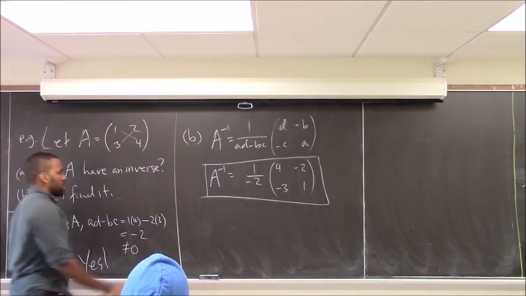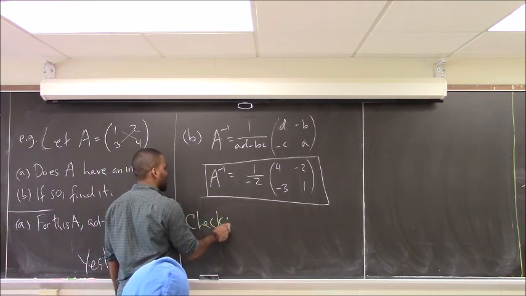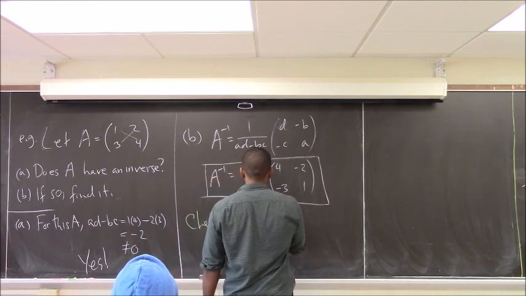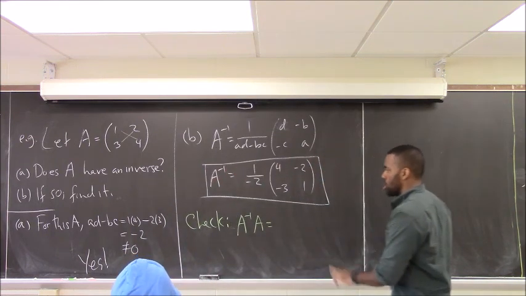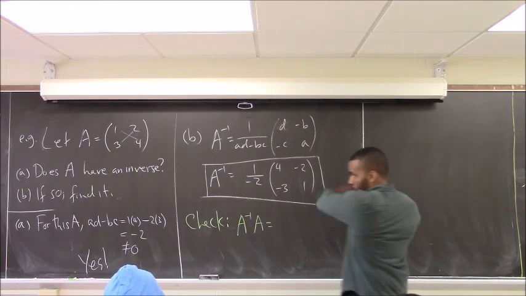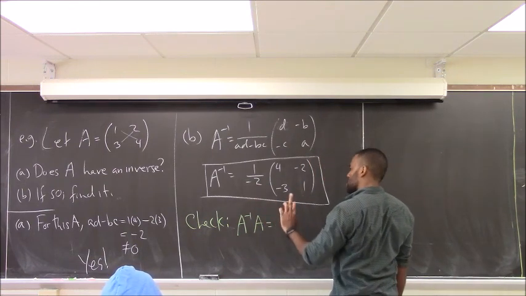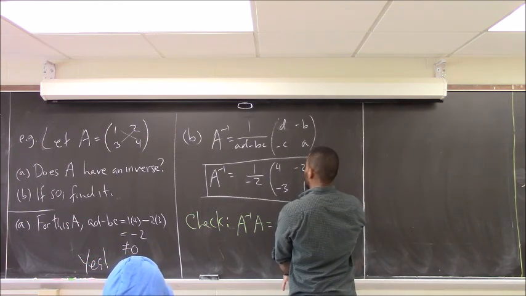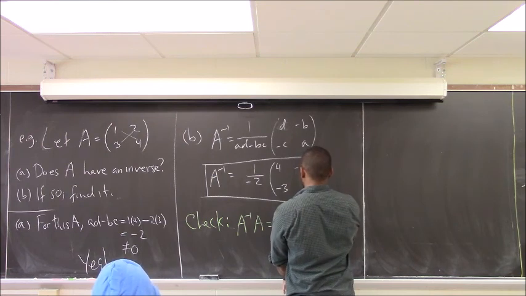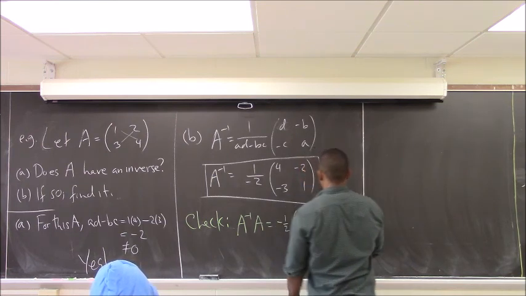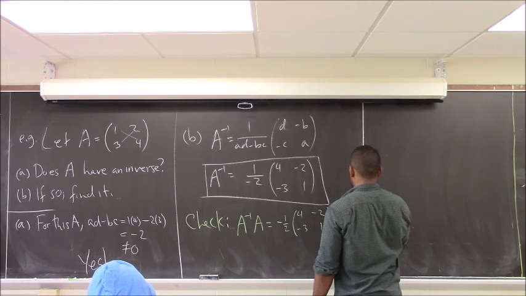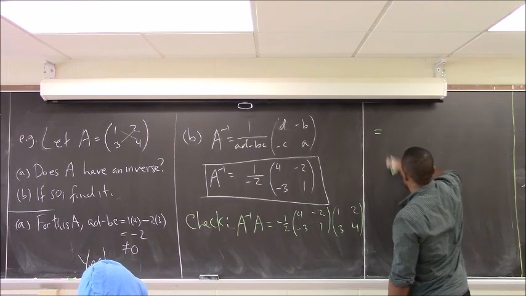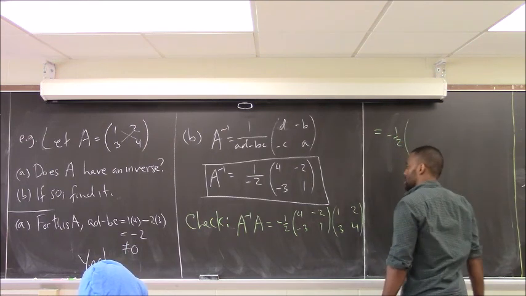Now let's see if this works. Let's actually check this. If I were to take A inverse times A, and remember we only have to check one of the two equations, either A times A inverse or A inverse times A. What would happen here is that this means I have minus 1/2 times [4, minus 2; minus 3, 1] times [1, 2; 3, 4]. And so let's hope we remember how to multiply matrices.